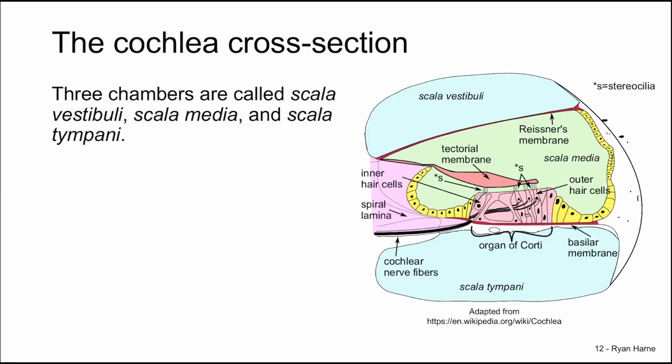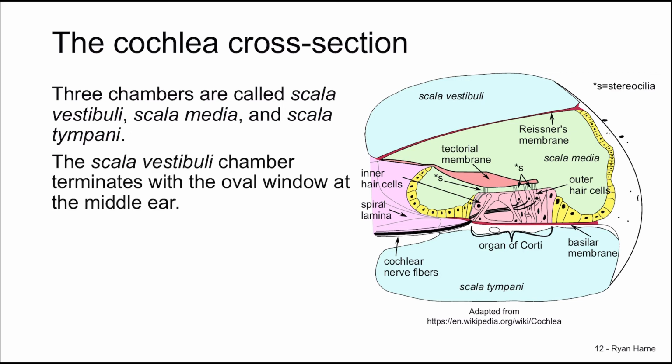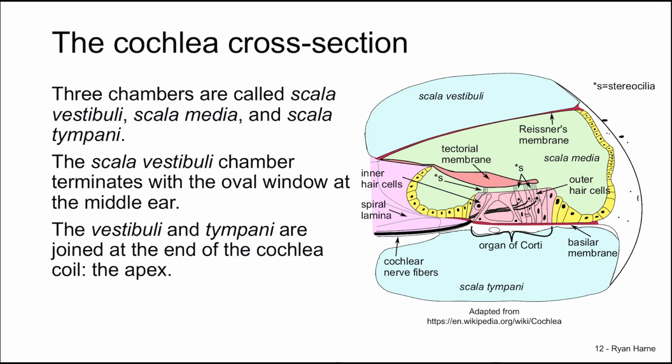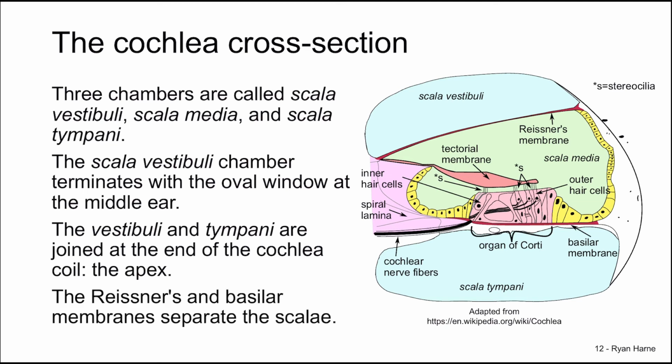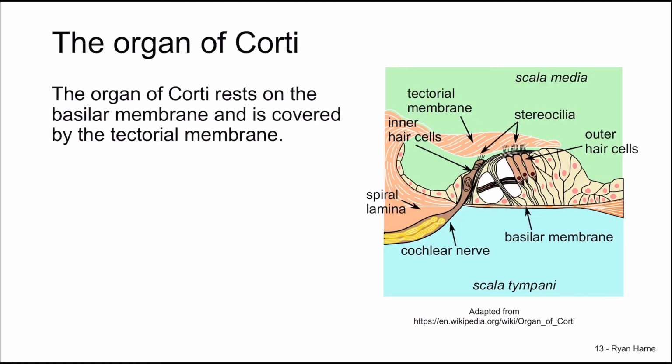So, the chambers of the cochlea include the scala vestibuli at the top, the scala media in the middle, and the scala tympani at the bottom. And we see these chambers are separated by membranes. The scala vestibuli chamber terminates at the oval window side of the middle ear. The vestibuli and tympani, top and bottom, join together at the end of the cochlea at the smallest point of the coil. And it's the Reissner's membrane and basilar membrane that separate these scala.